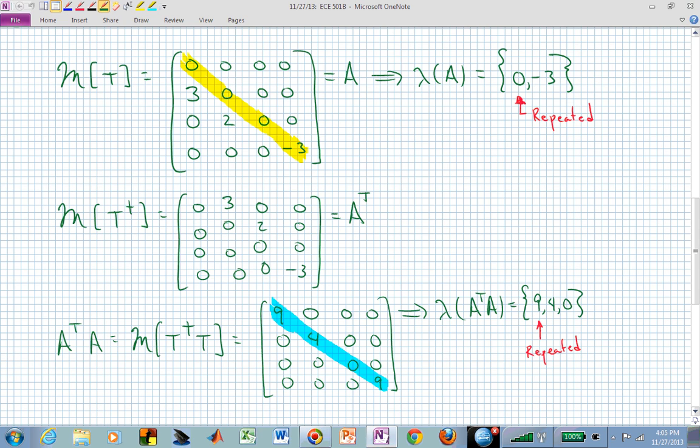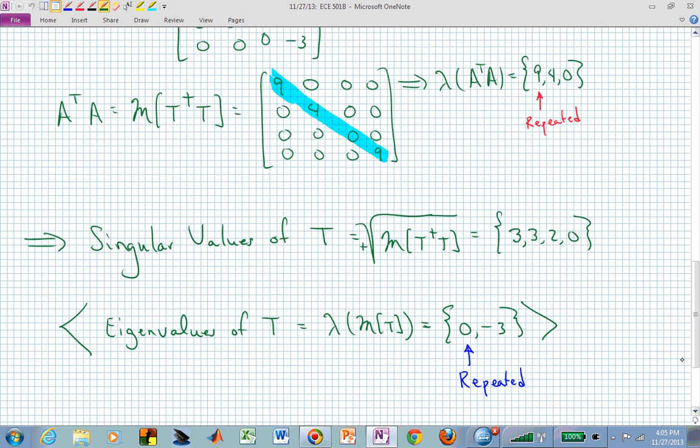Doing that same process, we can now see that the eigenvalues of A transpose A are right there staring at us: 9, 4, 0, and 9. 9 is repeated.